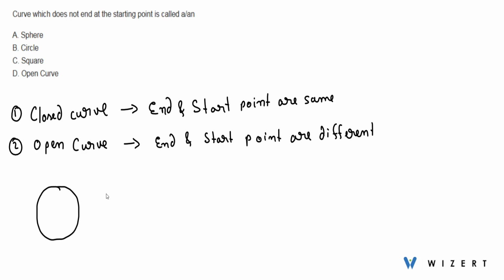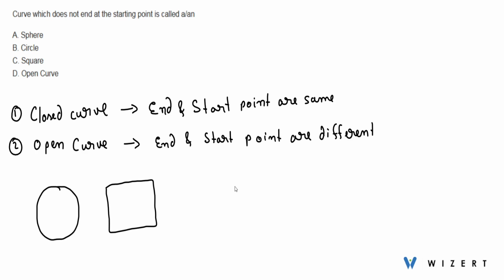Now, in case of square, we draw it like this. Again we can see that in a square, the end point and the starting point intersect at each other, or rather we can say merge at each other. So, the correct option will be open curve.